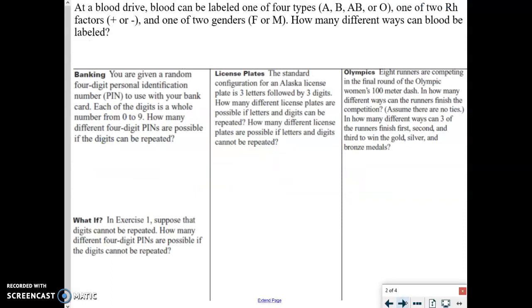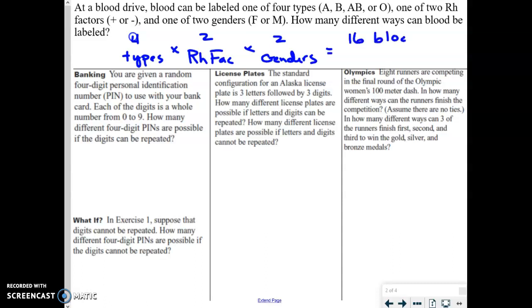A lot of what we're going to see in this unit deals with word problems that show how we would use this. So at a blood drive, we have 4 types of blood. We have 2 RH factors, and we have 2 genders. So the question is, how many different ways could the blood be labeled? Well, we multiply them together and we end up with 16 blood labels given in that scenario. Again, product of choices.